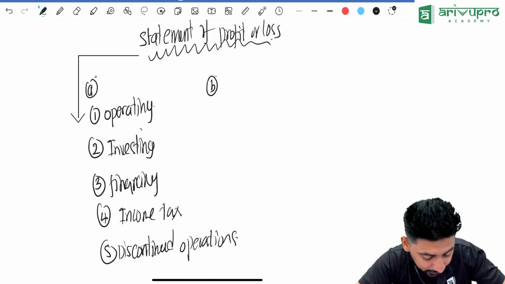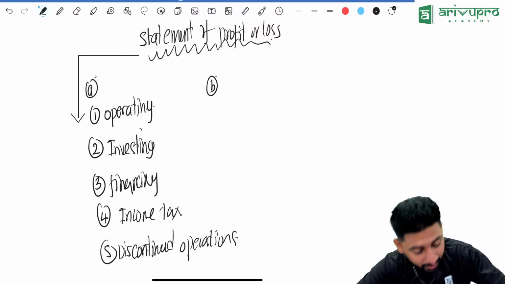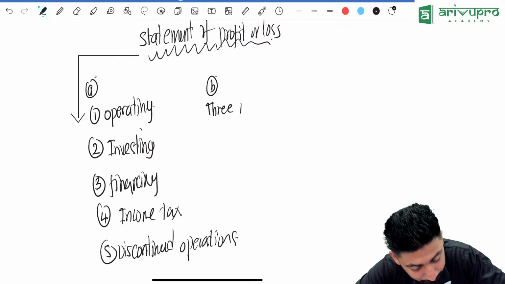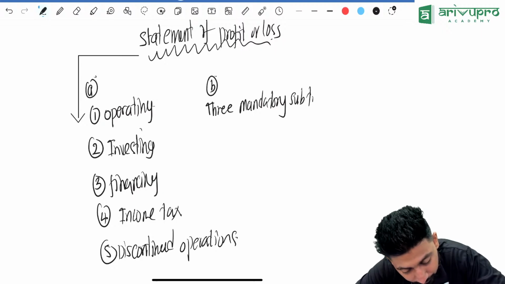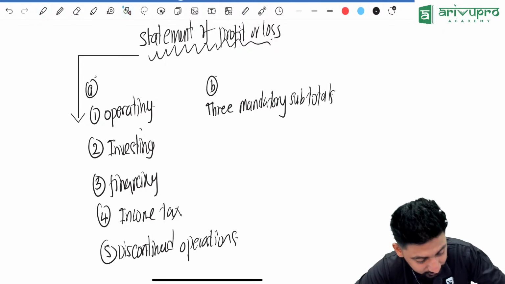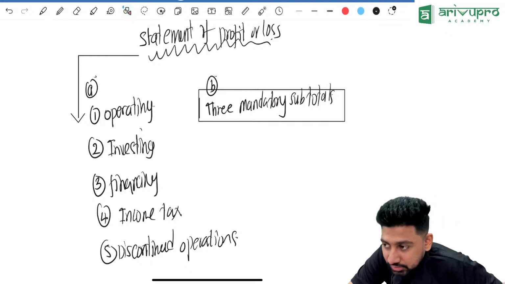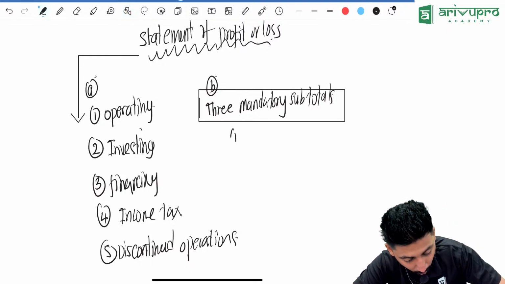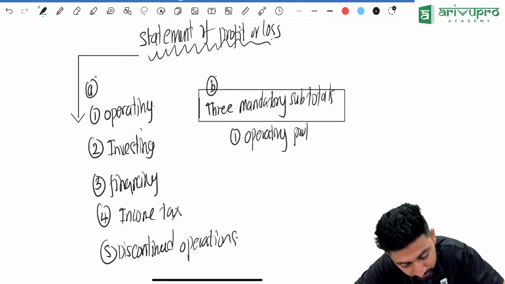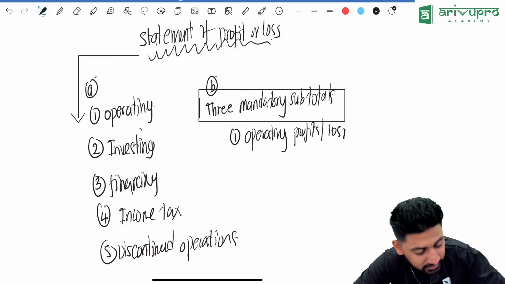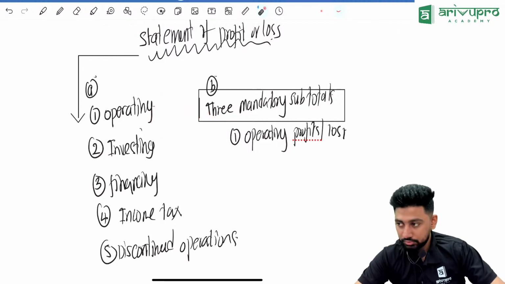Number 2, B. The second change that they are bringing in is 3 mandatory subtotals. Meaning they are saying these 3 subtotals are a must. Whatever else you ignore in terms of subtotals is fine, but these 3 are a must. What are they? Number 1, operating profit or loss should be there. In other words, in line with your operating category, you will have an operating profit or loss.